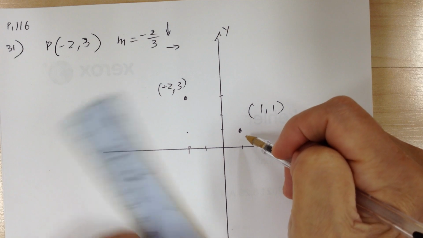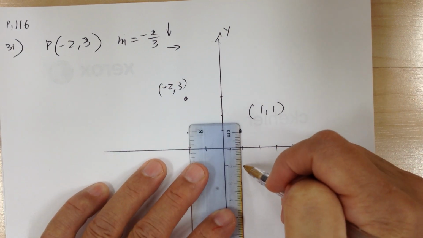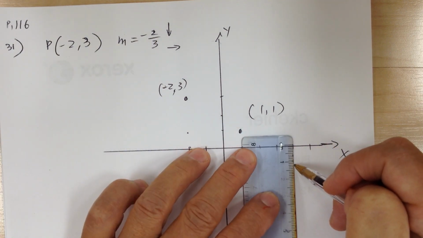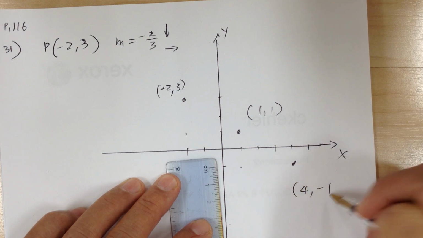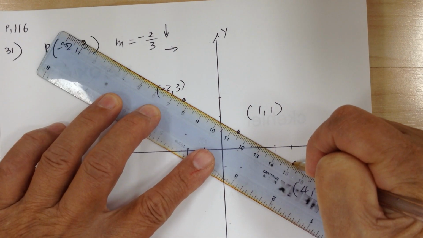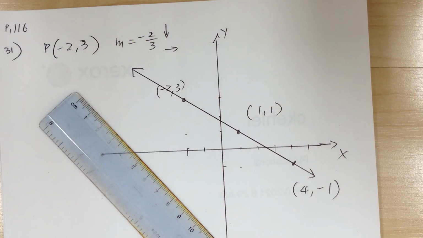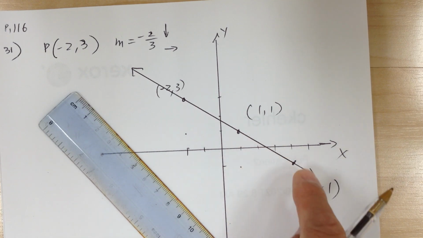Then again, you go down 2, go over 3, and you end up right over here. So this point would be 4, -1. And then you connect that, and there would be a graph. So you can double check, make sure we got everything: graph, and then find the coordinates of two other points.